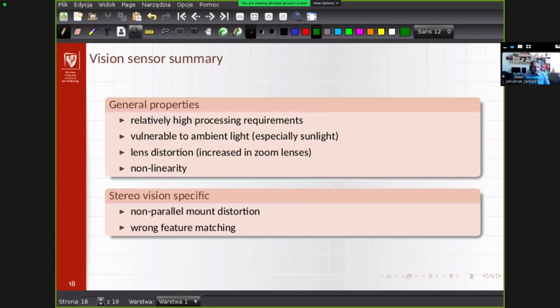What are the general properties? Image is usually lots of data to process. As you can get with the high resolution camera, you get like 4 million points, more or less 30 times per second, and then you need to do something with it. When you use the stereo vision, you need to even double it. So that's lots of data to process.